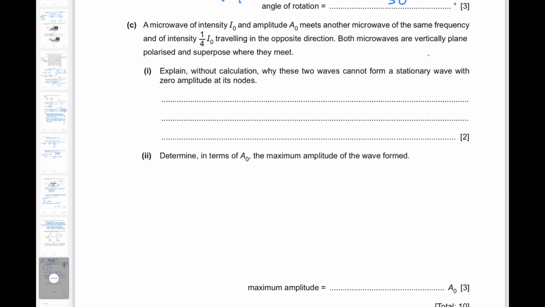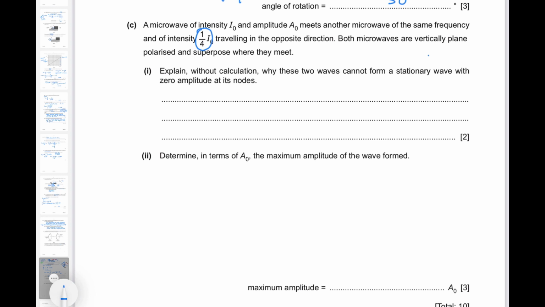A microwave of intensity I0 and amplitude A0 meets another microwave of the same frequency and of intensity quarter of I0, traveling in the opposite direction. Both microwaves are vertically plane polarized and superposed where they meet. 1. Explain without calculation why these two waves cannot form a stationary wave with zero amplitude at its nodes.